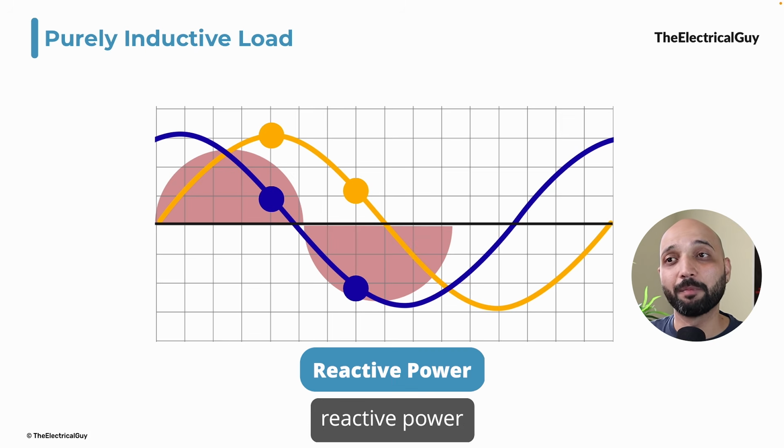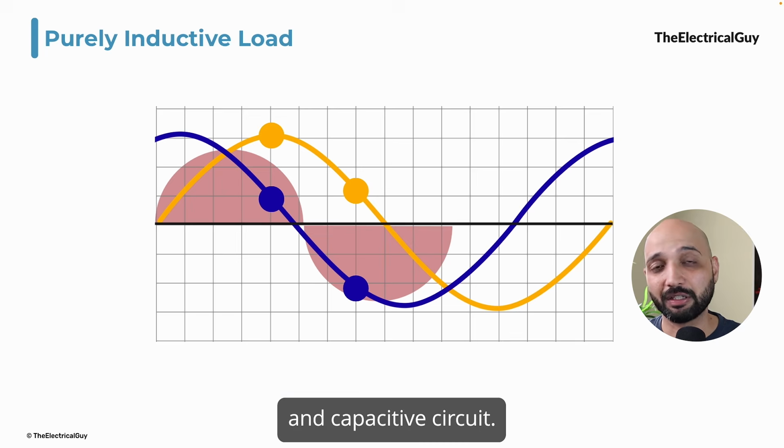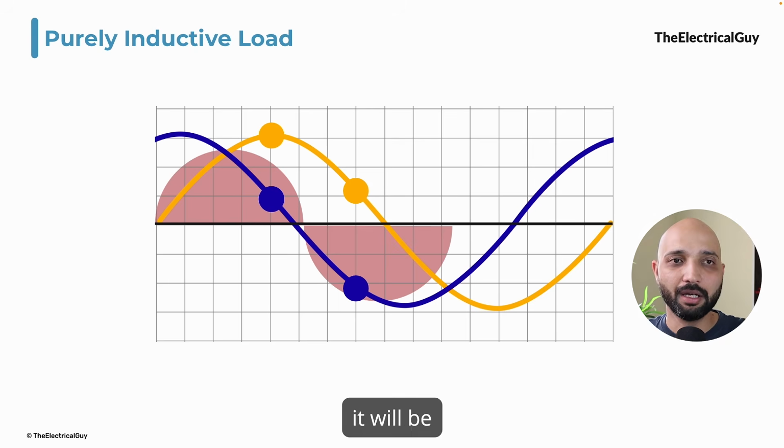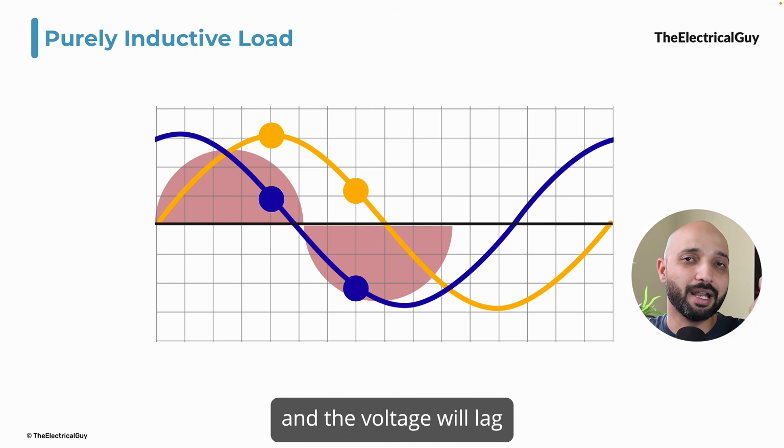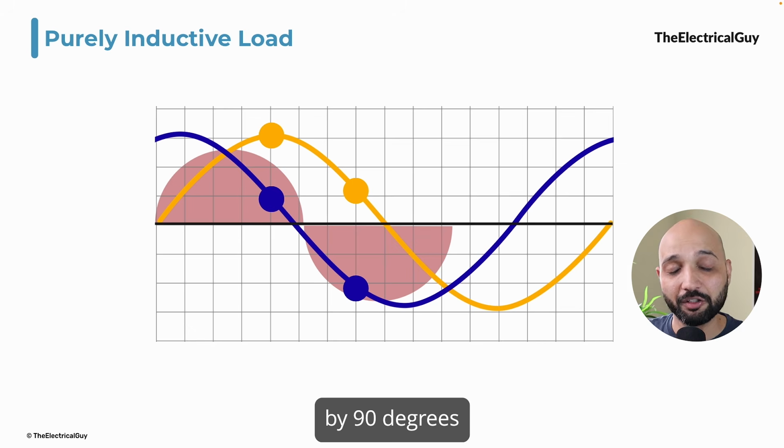You will find this reactive power in purely inductive and capacitive circuits. In capacitive, it will be the opposite, where the current will have a head start and the voltage will lag behind the current by 90 degrees because of the very nature of the capacitors.